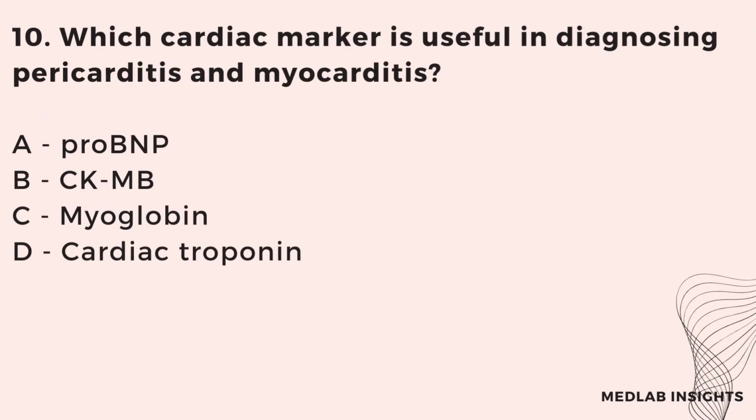The last question. Question number 10. Which cardiac marker is useful in diagnosing pericarditis and myocarditis? Options are A. ProBNP, B. CK-MB, C. Myoglobin, D. Cardiac troponin. The answer is option D, cardiac troponin.